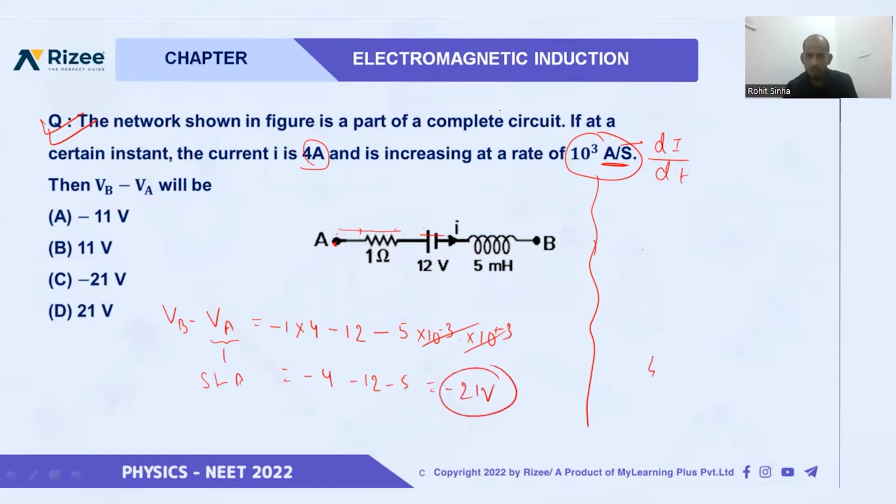Okay, what did you get? I think you made some mistake. I think you have found VA minus VB. You remember now? You have to find VB minus VA. Start from A, reach B. Take that sign convention also. Start from A, reach B. Then we are getting minus 21 volt. Yes, my mistake. Okay, good.